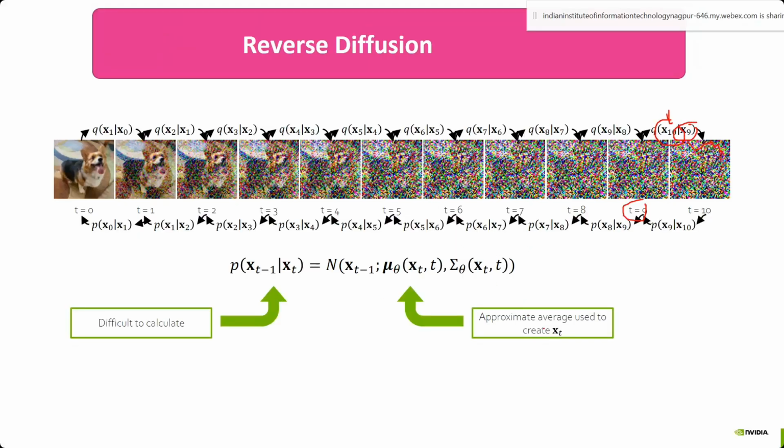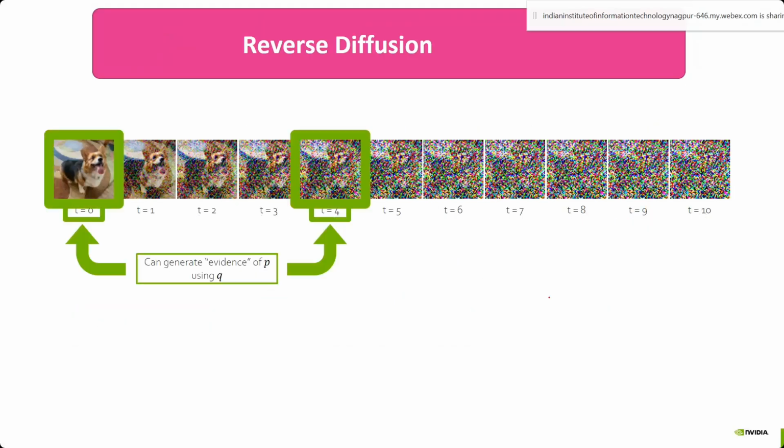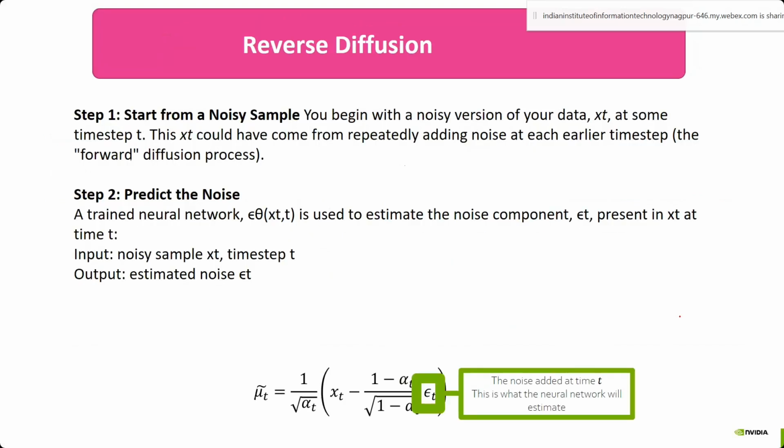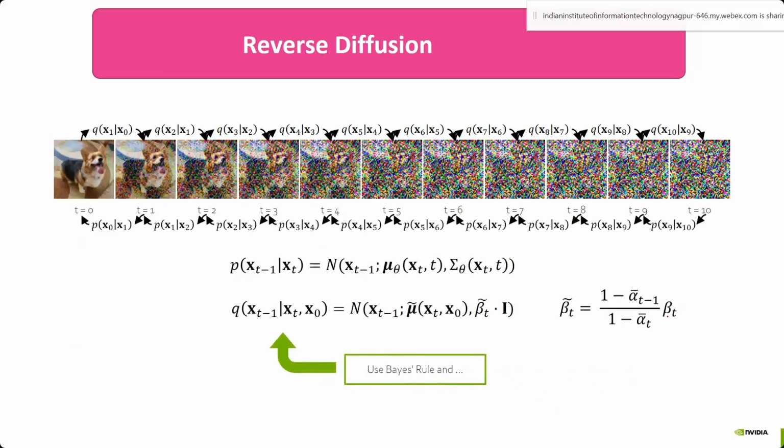This parameter is difficult to calculate, so what we do is take this formula. If you see here, this is the main formula for the reverse diffusion process. So here, 1 minus alpha bar t minus 1, beta t.